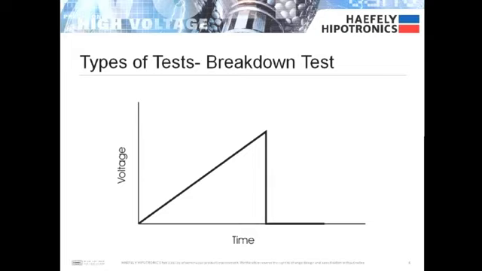Another type of test that is commonly done is a breakdown test, and this is very simple, as this plot shows. You have your voltage and your time, and you just raise the voltage continuously until your test object fails. So you continue to increase the voltage until the insulation breaks down, and then once the insulation in that test object breaks down, your voltage will go back to zero.